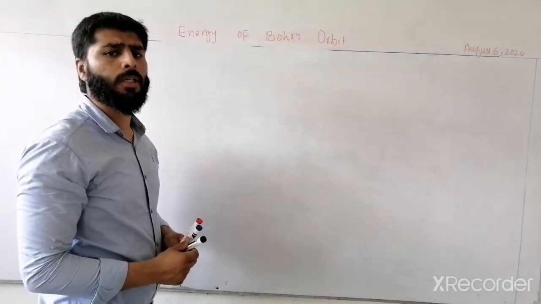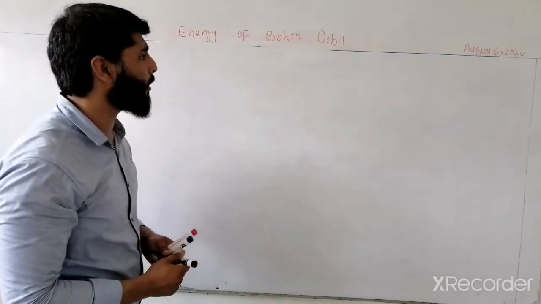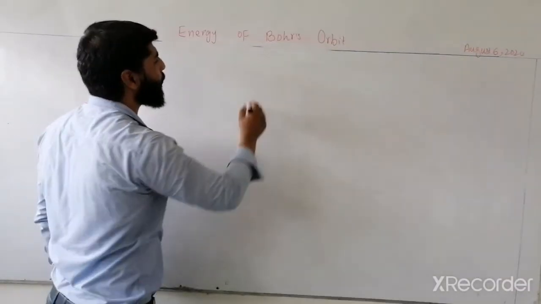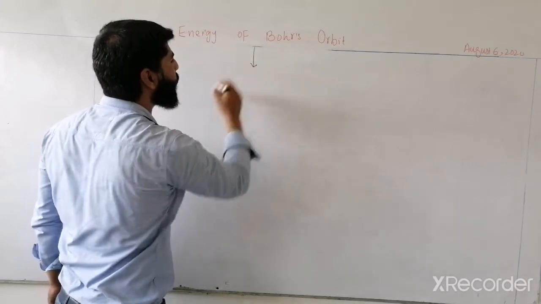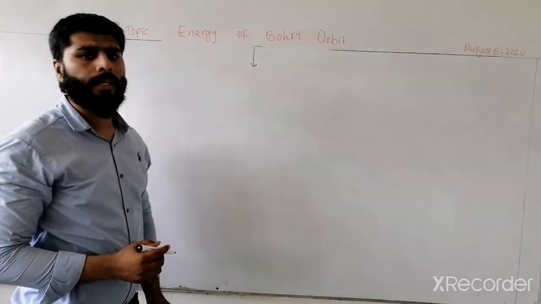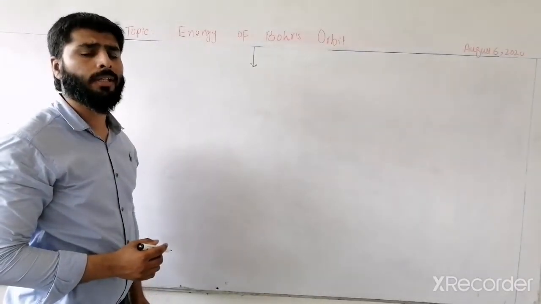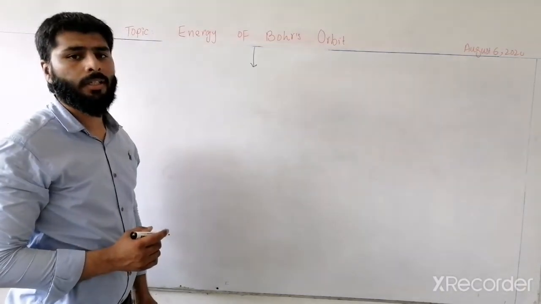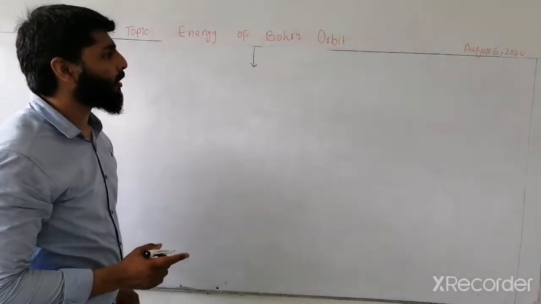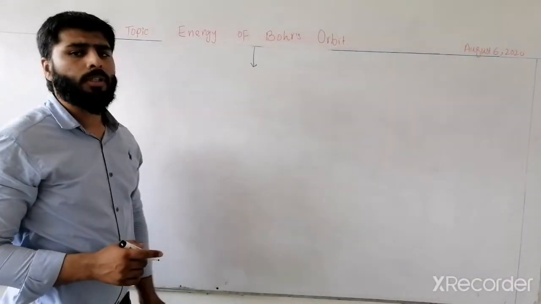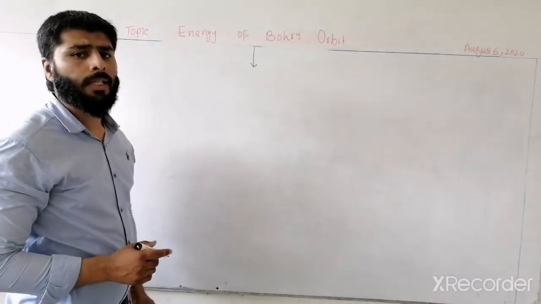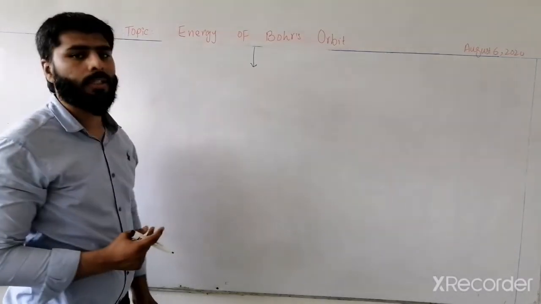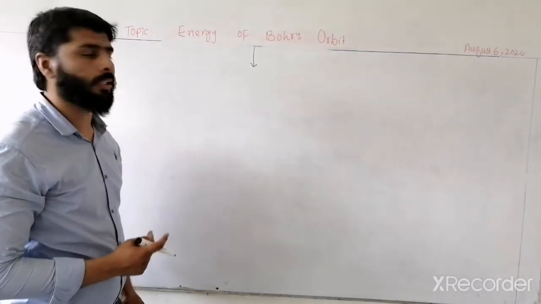In order to calculate the energy for Bohr orbit, we have to keep in mind that the electron is revolving in a specific orbit with fixed radius and fixed energy. When an electron is orbiting around the nucleus in an atom, there are two types of energies associated with it.